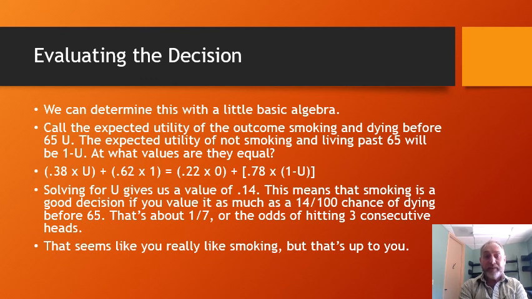So that's about 1 in 7. That's about the odds of hitting 3 consecutive heads in a row. That's actually 1 in 8, so it's a little less than that. It seems like a fairly high value to put on smoking, to say, I love smoking so much that I'm indifferent between it and a chance of dying equal to the odds of flipping heads 3 times in a row. It's not so impossible to flip heads in a row. You really like smoking if you say, I'll take it over that bet.